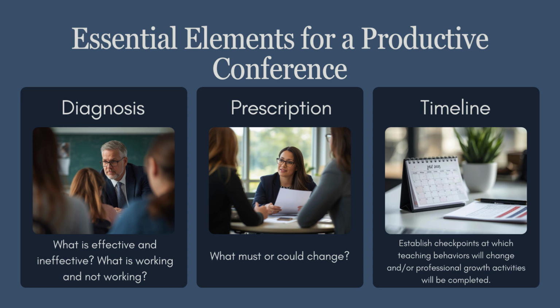And then prescription. We need to now give that teacher a prescription. What must or could change in that classroom and with that teacher? What do we need to adjust? What must change? What is a non-negotiable, and what are we going to try to change? And then we need to establish a timeline, because things can't have an open-ended timeline where they just go on forever. We need to establish a checkpoint where teachers' behaviors are going to change and where professional growth activities are going to be completed. Just like we give students deadlines, we need to tell them this needs to be changed by a certain time, because they deserve a timeline.